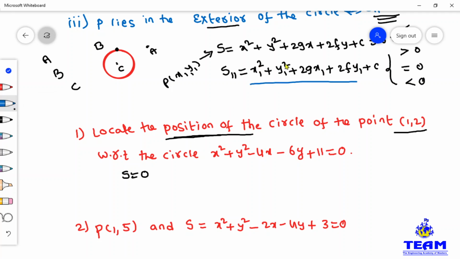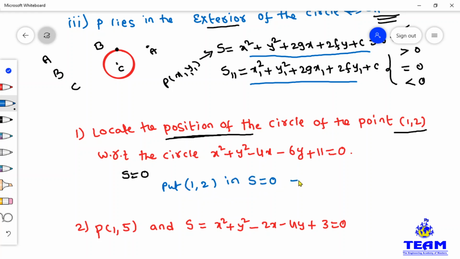x1 square plus y1 square plus 2gx1 plus 2fy1 plus c. Okay, when the circle is in this form, S is equal to x square plus y square plus 2gx plus 2fy plus c. See, this is in the form of x square plus y square minus 4x minus 6y plus 11 is equal to 0. So what we have to do now? Put x1 comma y1. What is x1 comma y1? 1 comma 2. Put 1 comma 2 in S is equal to 0.